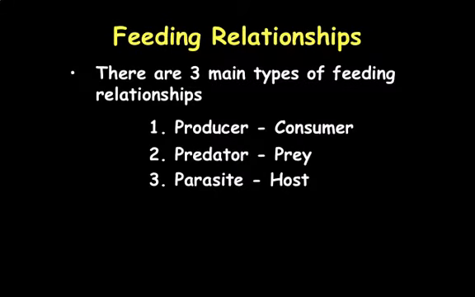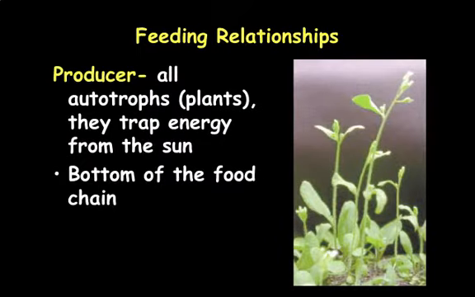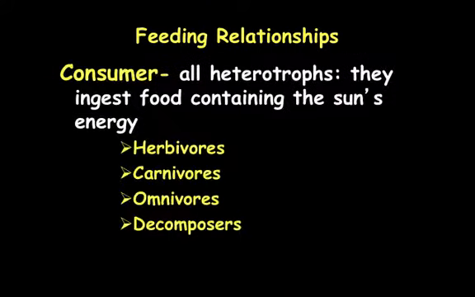There are also feeding relationships that are important to the study of ecology. And the three main types are producer and consumer, predator-prey, parasite-host. A producer is going to be all the autotrophs, plants that trap energy from the sun, and these are the bottom of the food chain. The consumers are going to be all heterotrophs. They ingest food containing the sun's energy, so you have herbivores, carnivores, omnivores, and decomposers.